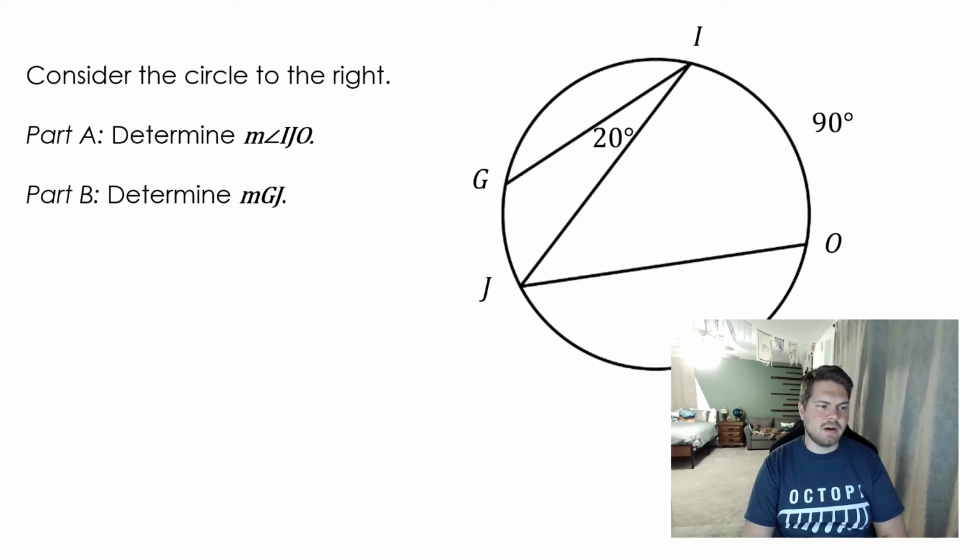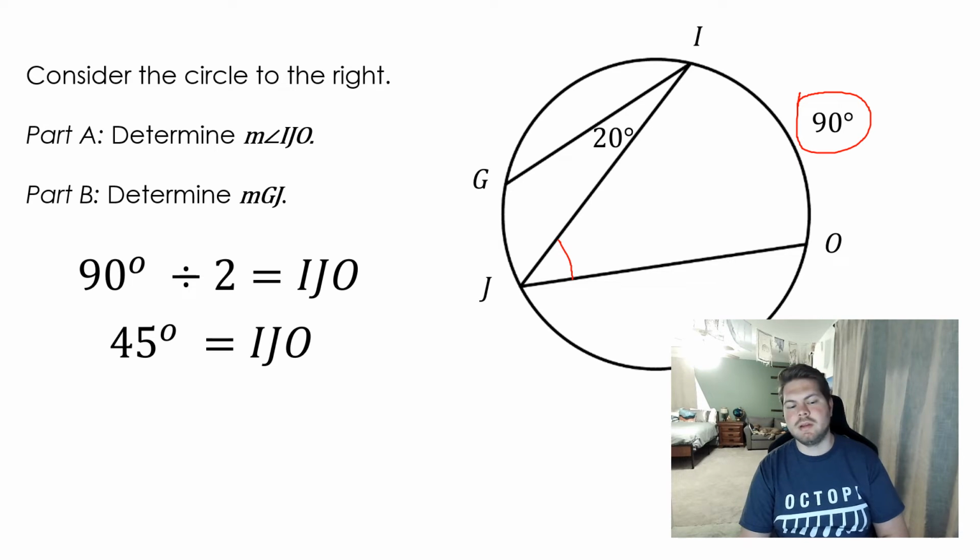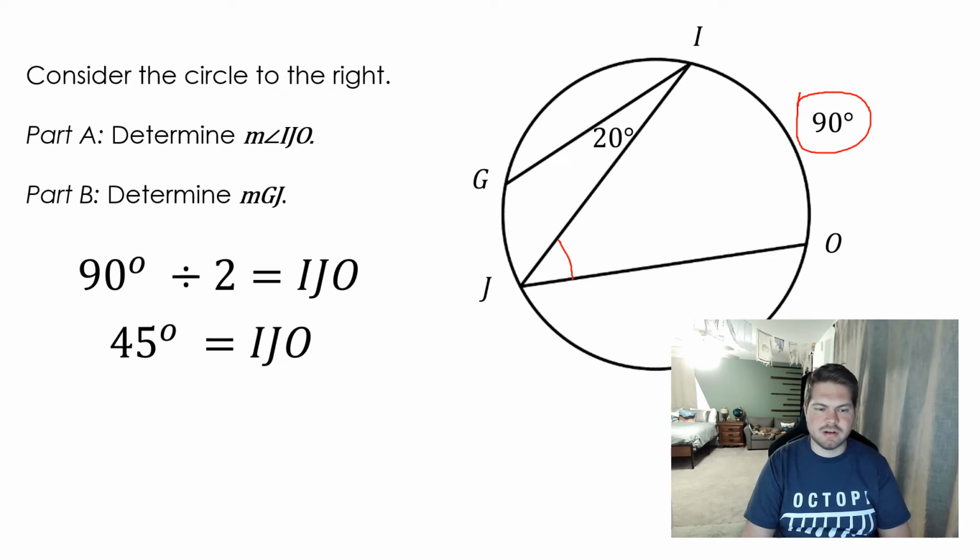All right, so again, we are not given angle IJO, we are given the arc that is 90, and we are solving for IJO. So IJO should be half of the arc, so 90 divided by 2 is 45. So we get that the angle is 45 degrees.